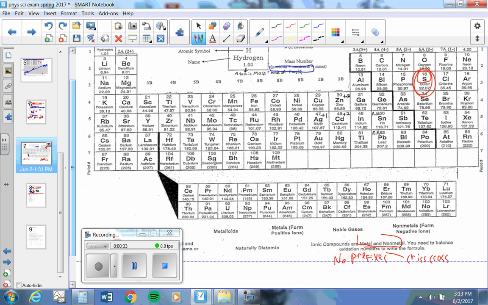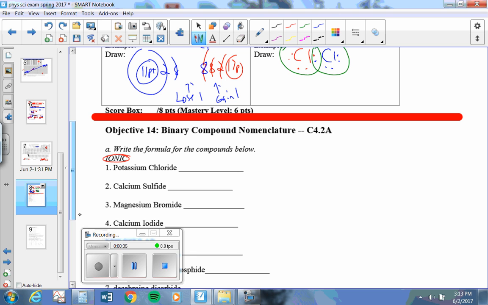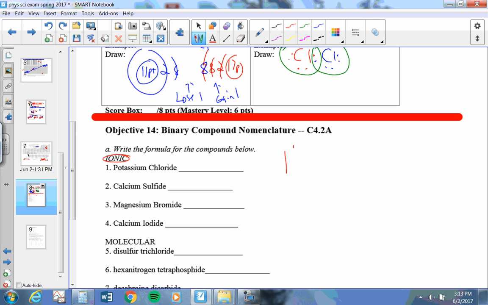So, systematically going about these, potassium, I find it, it's K with a +1 charge at the top. Chloride is Cl with a -1. That is a match made in heaven. KCl is potassium chloride.